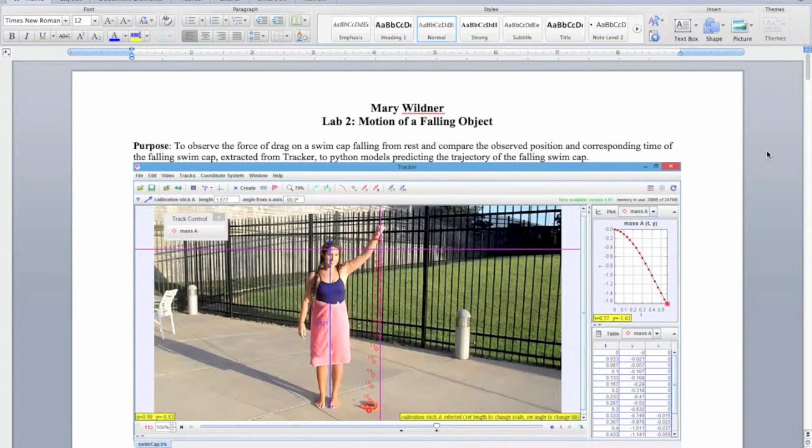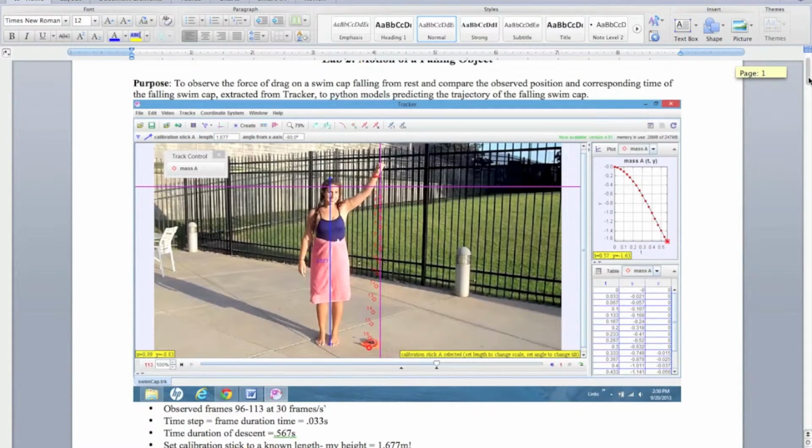Hello everyone! The purpose of this lab was to observe the force of drag on a swim cap falling from rest and then compare the observed position and corresponding time of the falling swim cap extracted from Tracker to Python models predicting the trajectory of the falling swim cap.